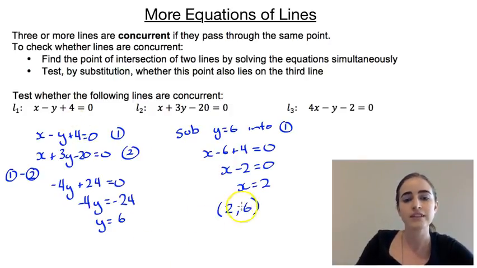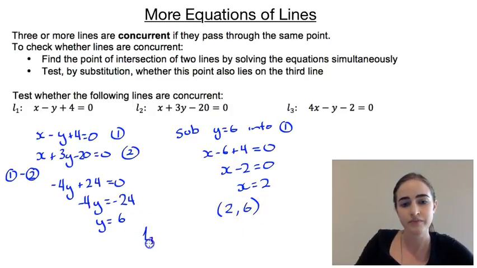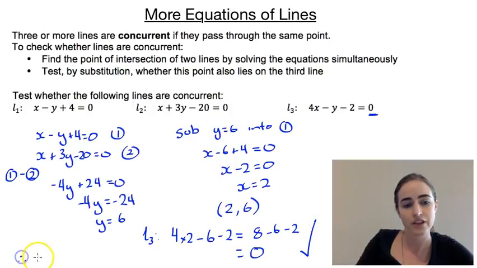So we know that both of these lines pass through that point, and that's the only point that the two of them pass through. Now we need to check whether this third line also passes through that point. So in line 3, we're going to substitute in 2 and 6 for x and y. So we're going to have 4 times 2 minus 6 minus 2, and we're hoping that that's going to come out to give us this 0 on the other side of the equation. So 4 times 2 is 8, 8 minus 6 minus 2. Now 8 minus 6 is 2, minus 2 gives us 0, so that means they are concurrent. So therefore concurrent.